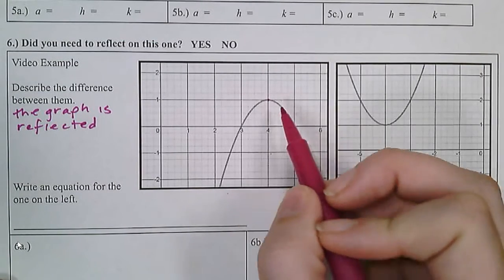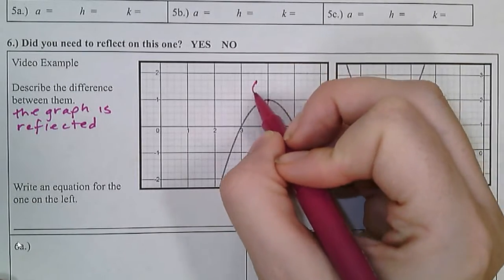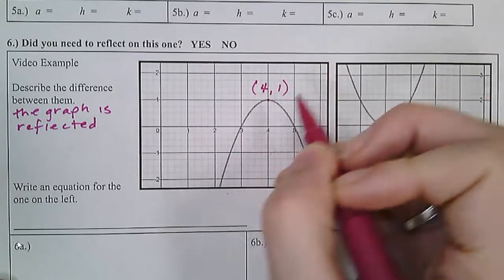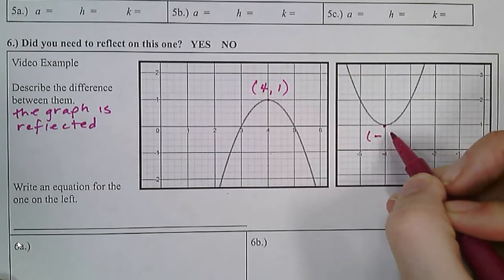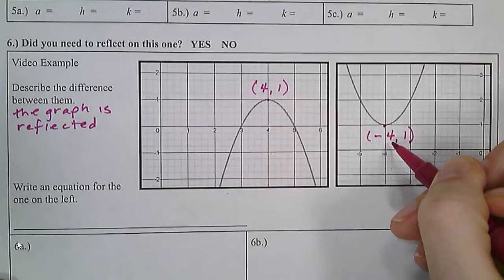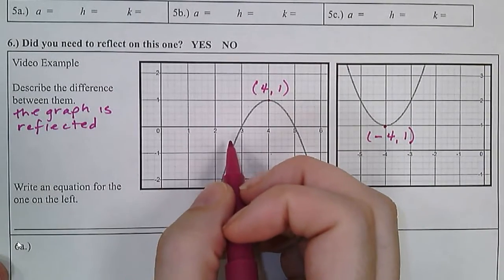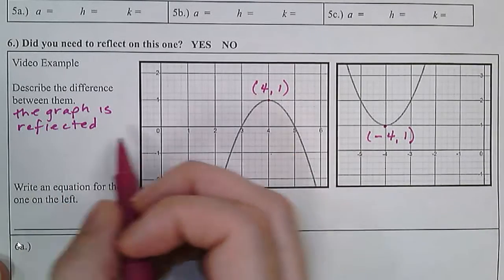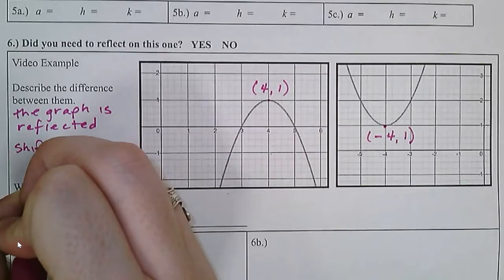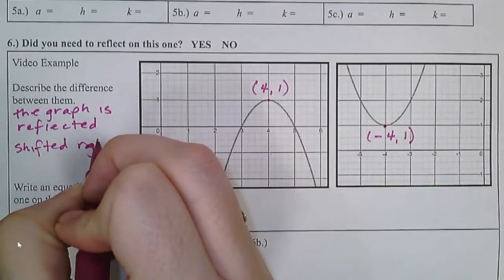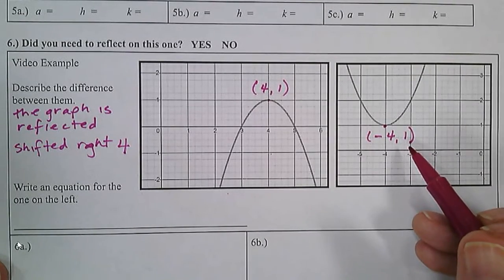If we look at our vertex here, my H, so if I name this coordinate it's 4, 1. So this has an H of 4. If I look at this one, this coordinate is negative 4, 1. So this has an H of negative 4. So the graph on the left is shifted right 4, whereas the graph on the right is shifted left 4.